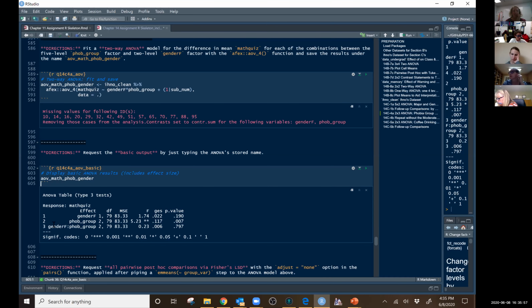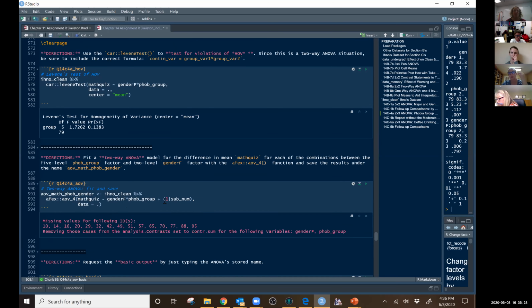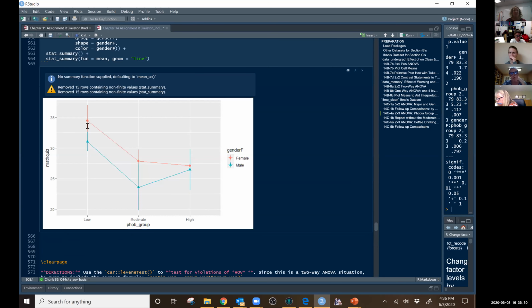Is the interaction significant? Nope. Is phobia group significant? Yes. Is gender significant? No. So we only have one significant main effect. It's interesting that gender's not, when females were higher than males on all three, but I guess it's because of the small group size, maybe?